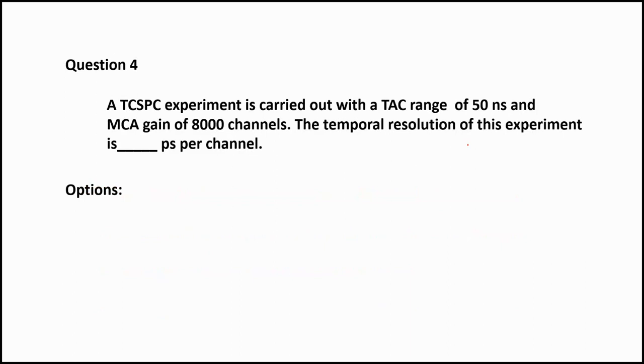Now question 4. A TCSPC experiment is carried out with a TAC range of 50 nanoseconds and the MCA gain of 8,000 channels. The temporal resolution of the experiment in picosecond per channel will be.